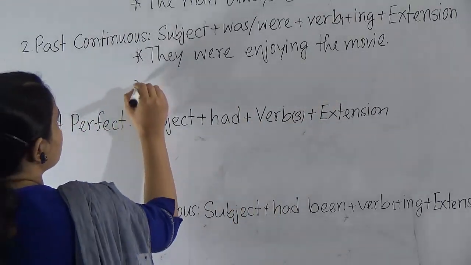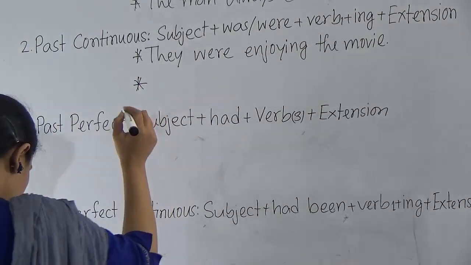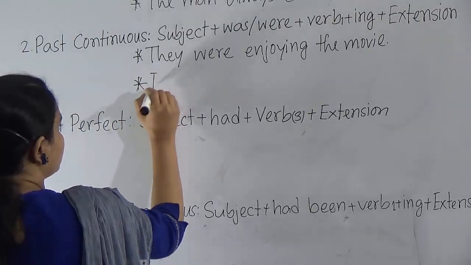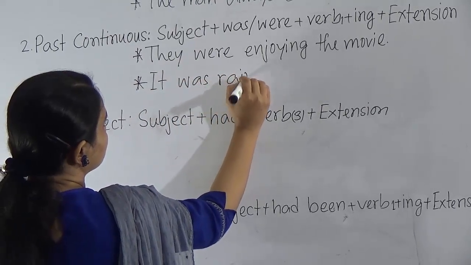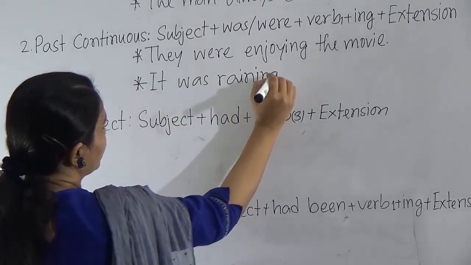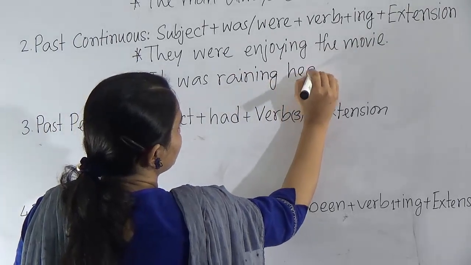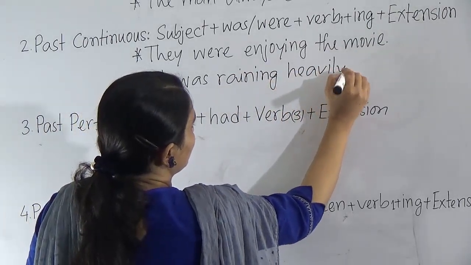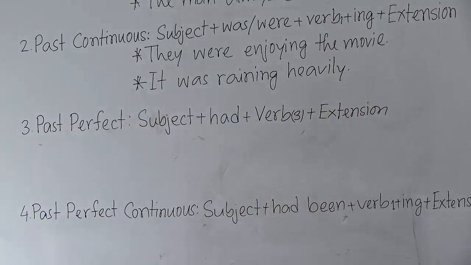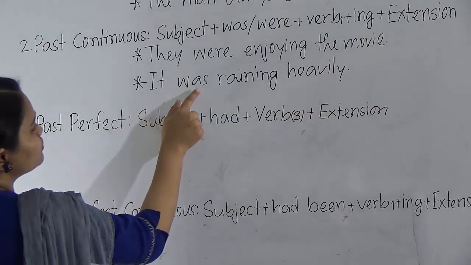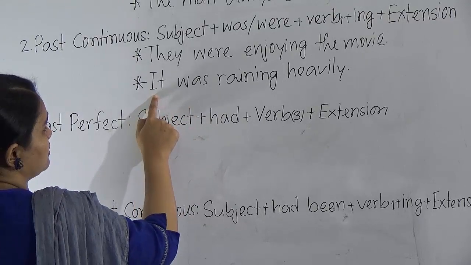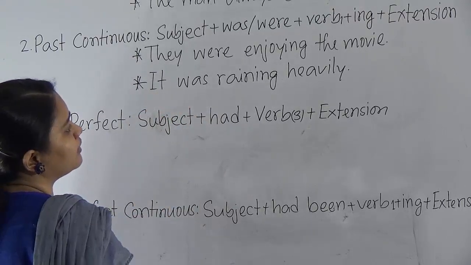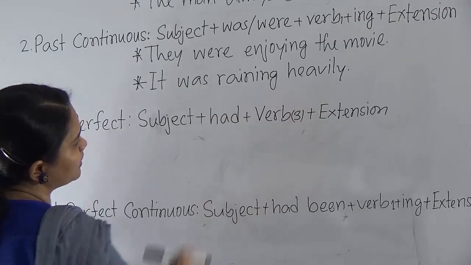Let's have another example. It was raining heavily. So we use was because our subject is it, that means singular, and verb along with ing and then the extension.